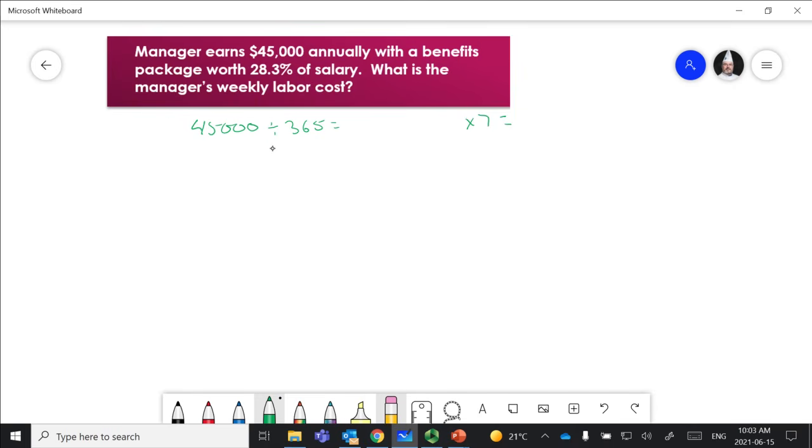So 45,000 divided by 365 gives us $123.29 per day, times our 7 days per week is going to give us $863.03. Now we have our weekly and we have our benefits. So now I'm going to multiply that times our 0.283 to get our benefit cost. 863.03 times 0.283 gives us $244.24 for our benefits cost.